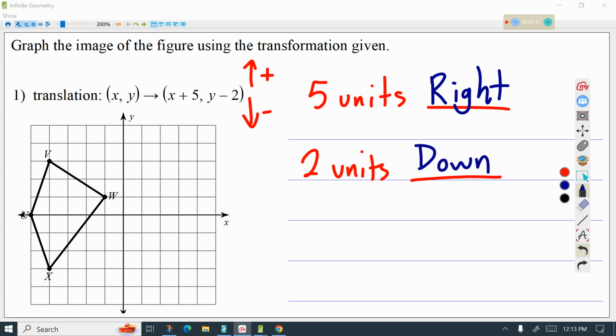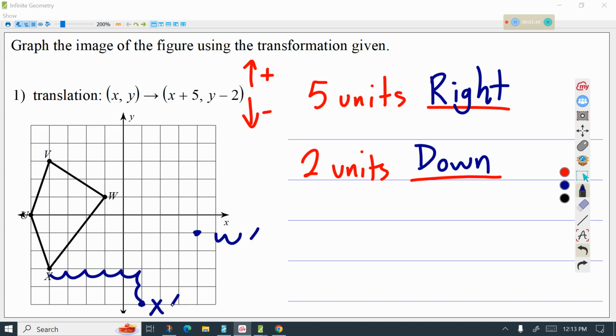So we just follow this procedure, and we move all the points according to that rule, right? To W, I go 5 units right, so I go 1, 2, 3, 4, 5, and then I go down 2, and then I call the point W prime. We follow the same procedure to the other ones, right? So for X, I'll be taking 1, 2, 3, 4, 5 steps, and then I go down 1, 2, and so I'll be right there, and I'll call that X prime.